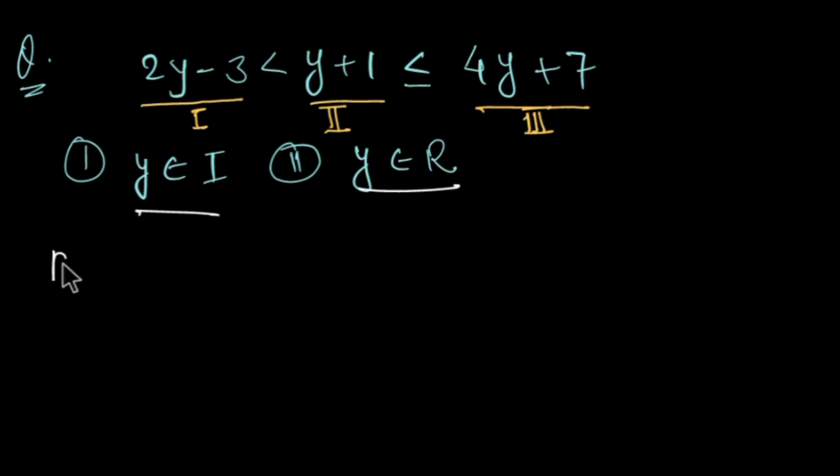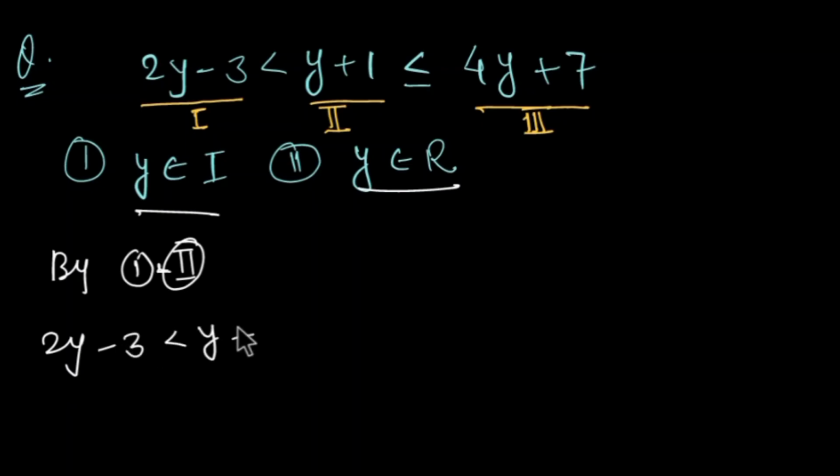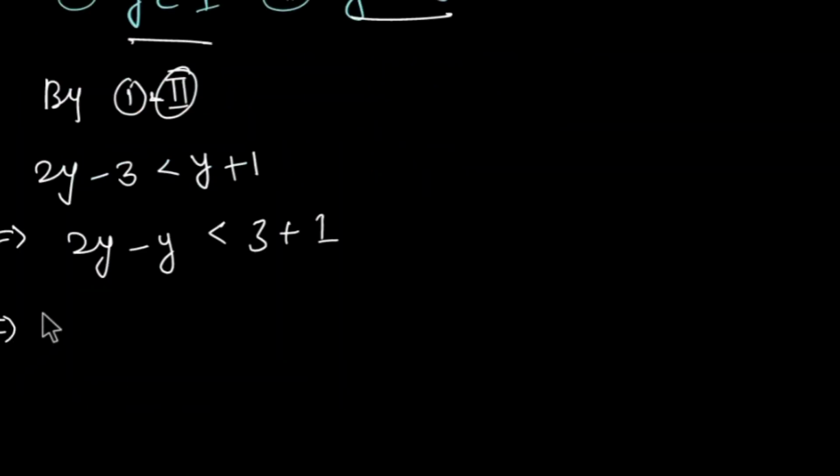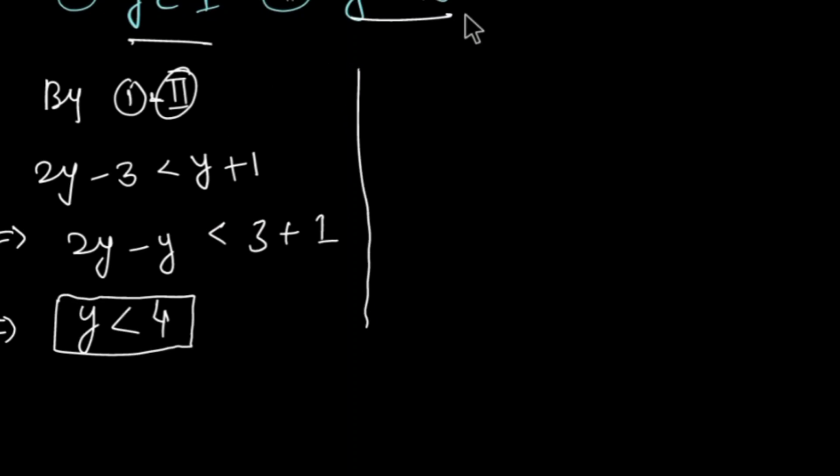So by 1 and 2, the first and second conditions: 2y minus 3 less than y plus 1. This is 2y minus y, because y is positive, so it goes to the left side and becomes negative, less than 3 plus 1. So 2y minus y is y, less than 3 plus 1, which is 4. So one condition coming here is y is less than 4.